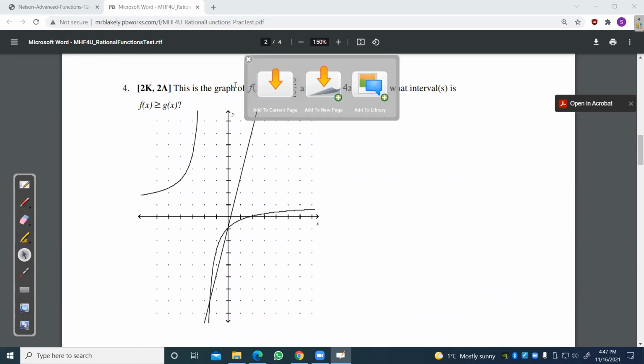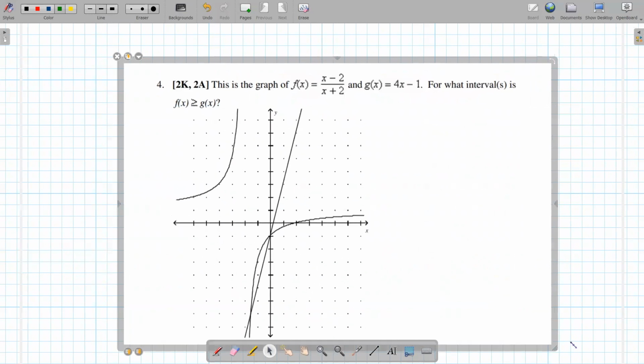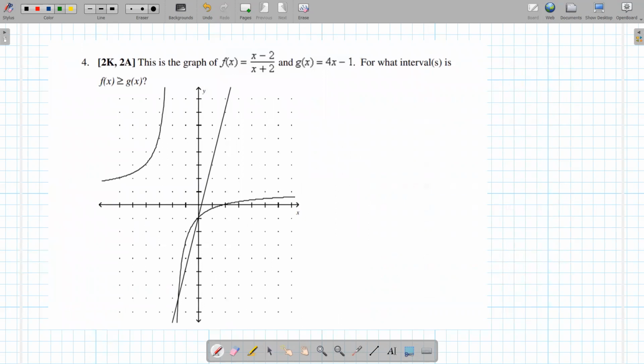This one's kind of interesting as well. So they've given us the 2 graphs. The linear one is obviously the straight line, and then the 2 sections is the rational function. So it looks like there's an asymptote at -2. Yeah. There's an asymptote at -2, and there's an asymptote at +1. I don't know if that's useful, but the question is asking us, when is the rational function greater than or equal to the linear function? So when are the curves greater than the linear, the straight line?